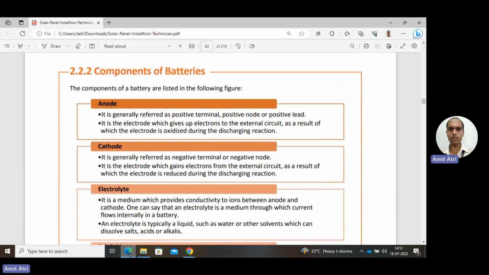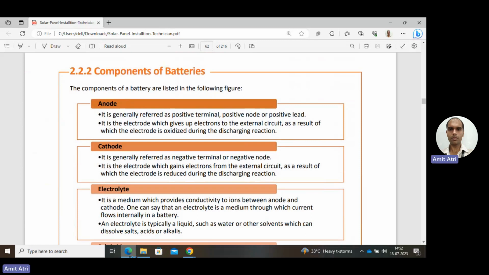So components: anode. The anode is the positive terminal, positive node, or the positive lead. It is the electrode which gives electrons to the external circuit, as a result of which the electrode is oxidized during the discharging reaction. Discharging means when the power from the battery is being taken to the load. That's the discharging period.